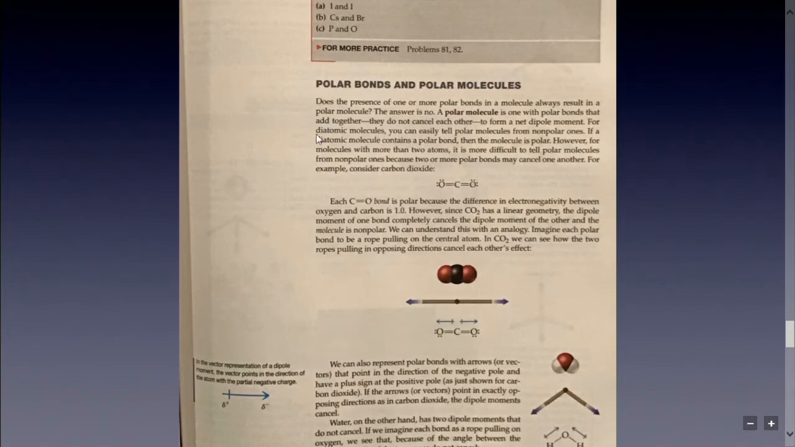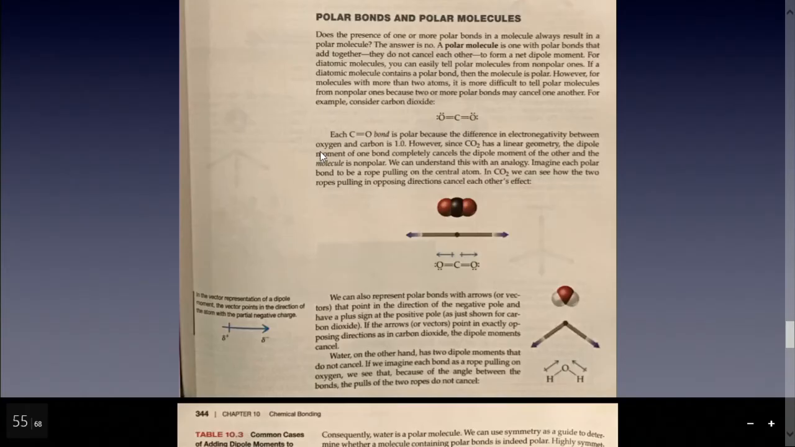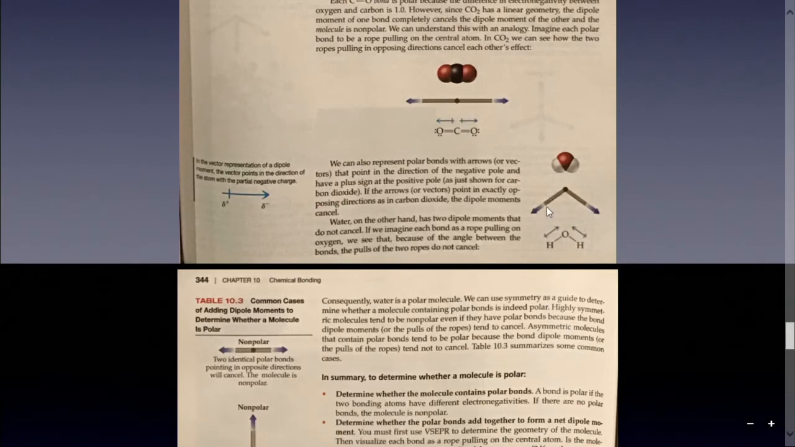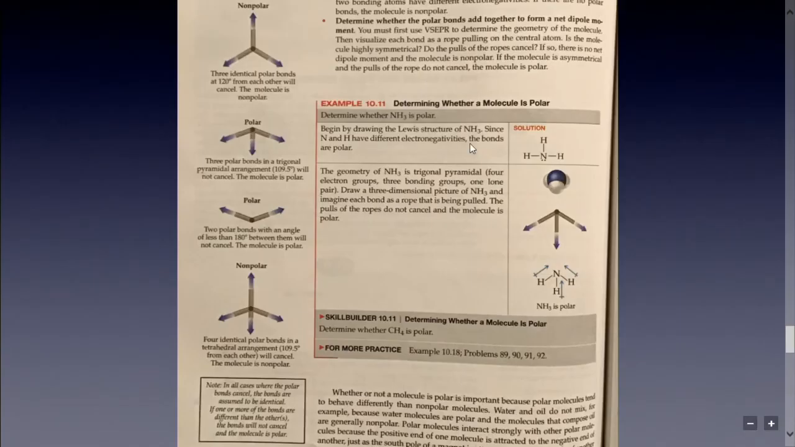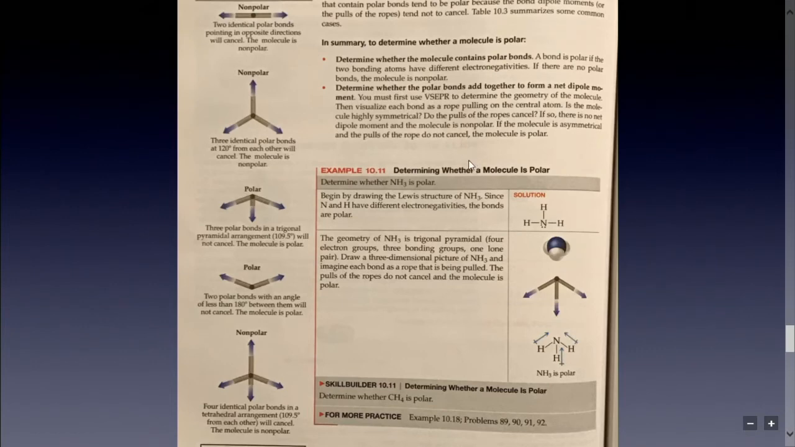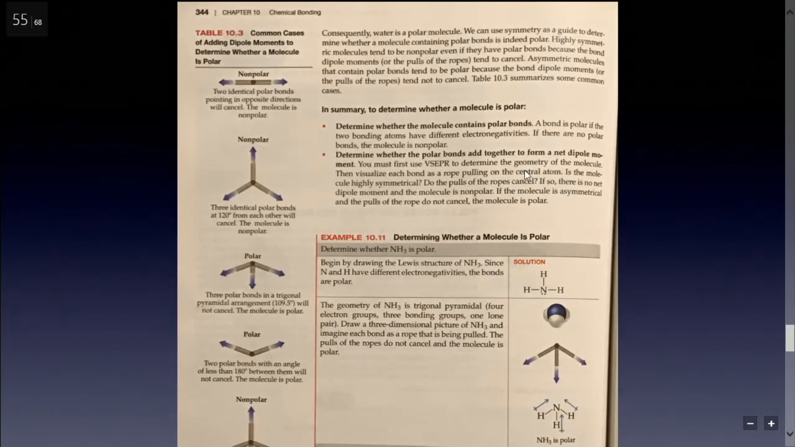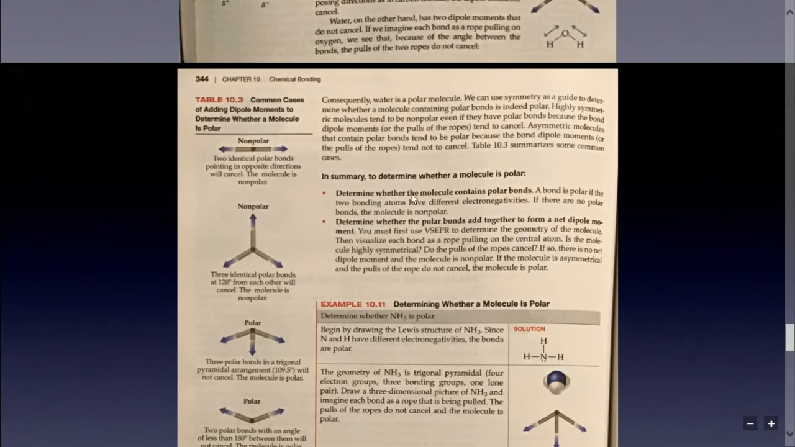Now we need to consider molecules. We just looked at one bond. But if you look at something like CO2 or water, you've got more than one bond there, right? So you have more than one dipole moment that you need to show with arrows. If we want to determine whether a molecule is polar or not, then we basically need to determine whether or not the molecule contains any polar bonds. So you have to look at all the bonds if you want to look at a whole molecule.